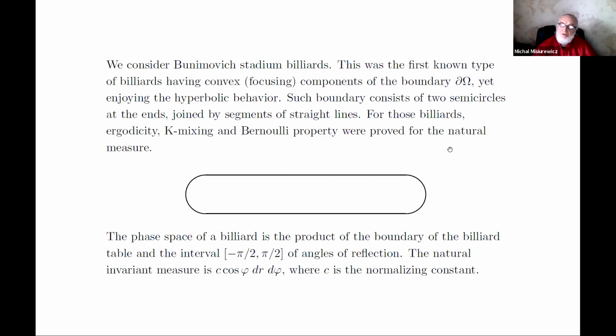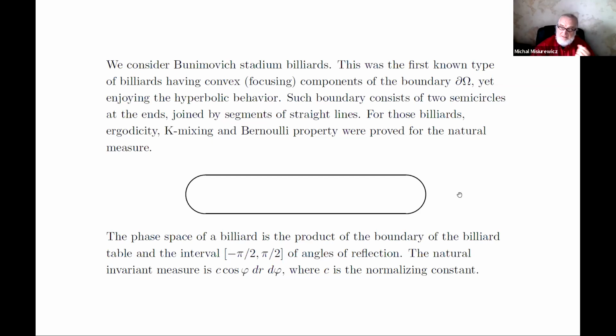Now, what is the natural measure? The natural measure is when you take this product of the boundary with the interval minus pi half to pi half, it is absolutely continuous with respect to the Lebesgue measure with the density constant times cosine phi. Phi is the angle of reflection. And C is the normalizing constant because you want a probability measure.